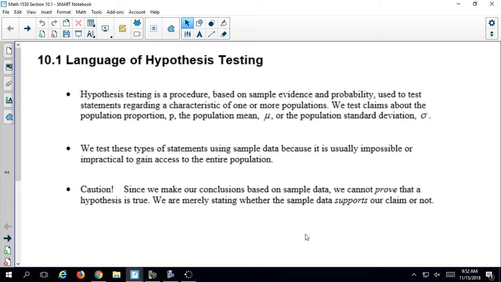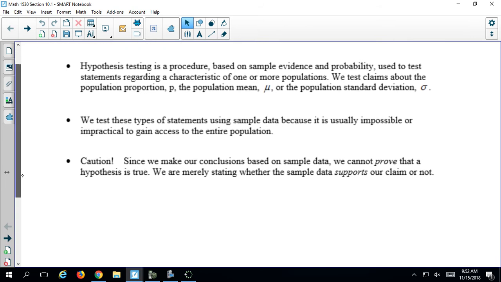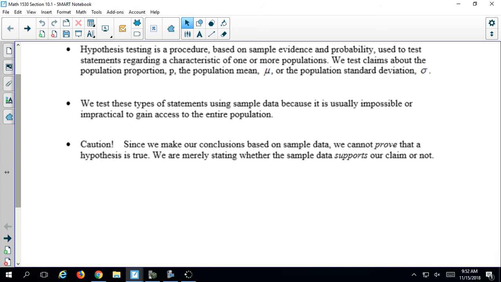We're not going to worry about the standard deviation, but you could do standard deviation. We test these types of statements with sample data because population data is really hard to get. You could not have a recording of every coin flip that I've ever done, right? And how many heads there were. You would not know that. There's no way for you to figure that out. But you could take a sample, right, and see.